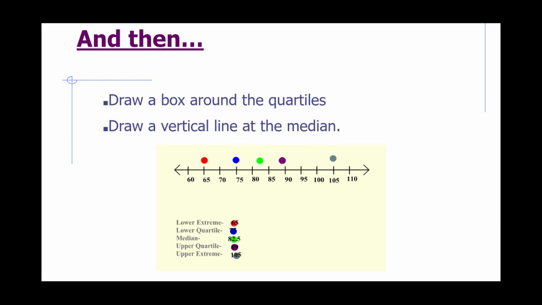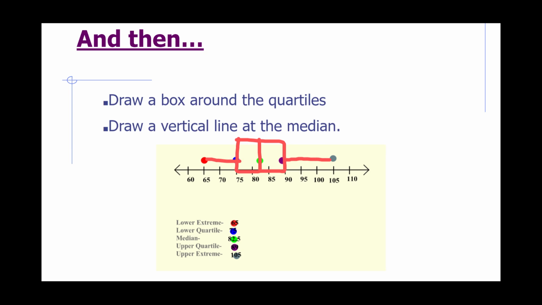Next, I'm going to draw a box around the quartiles, not the median, just the quartiles. The number in the middle, that green number, is 82.5, which is my median. For that one, I'm just going to draw a straight vertical line in between it. 65 and 105 are the only two dots left on my number line. Those are my upper and lower extremes, and all I'm going to do there is draw some whiskers out to them. That's how we end up with a box and whisker plot.